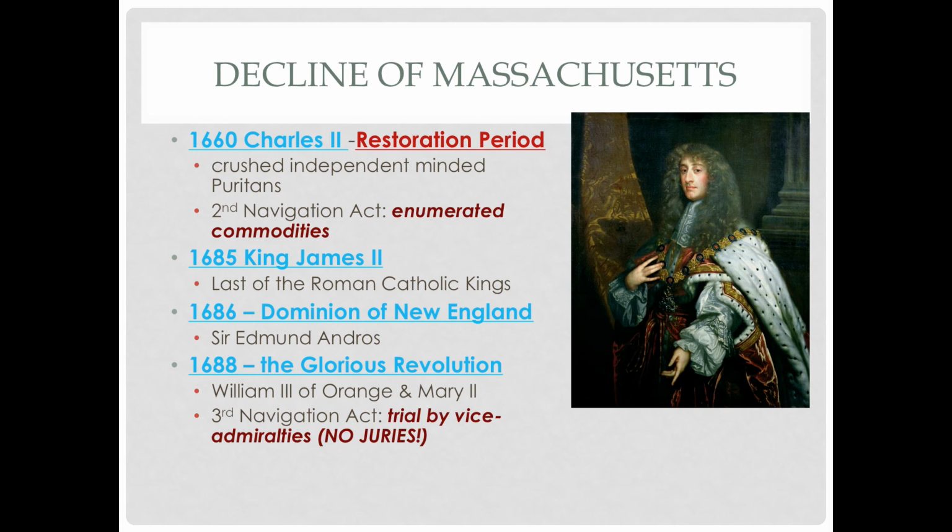Not anymore. If you're caught smuggling, you go to what's called a vice admiralty court, which is a naval court. It's all captains of the British Navy that will try you. There are no juries in a vice admiralty court. It's usually 3 to 5 ship captains within the Royal Navy. They decide your fate. And if you're found guilty, you hang. Not a fun sentence to have.